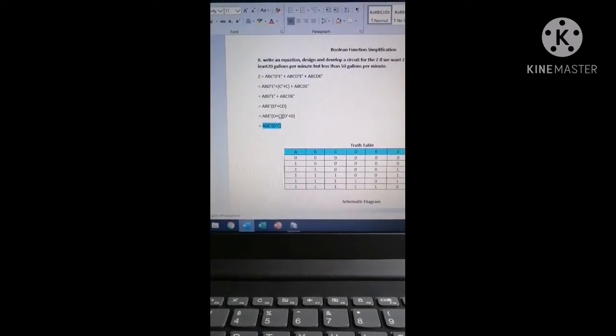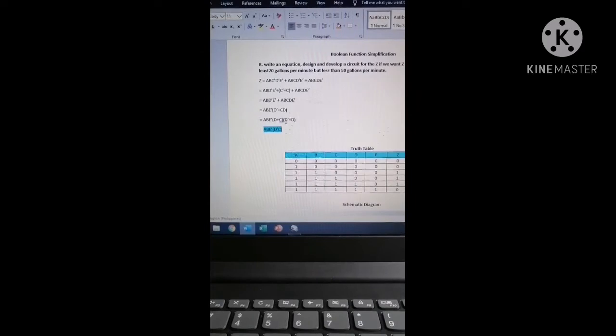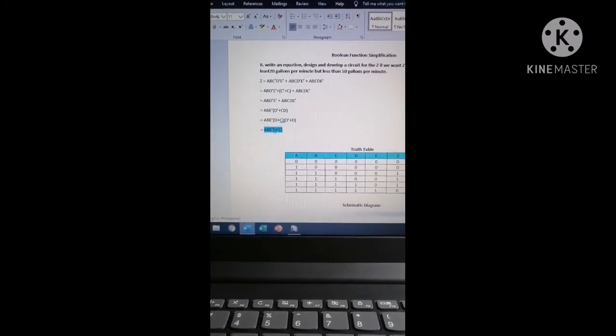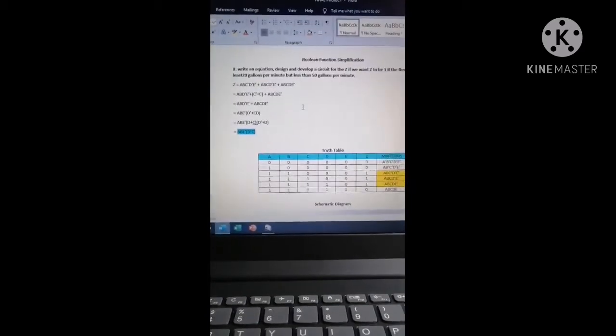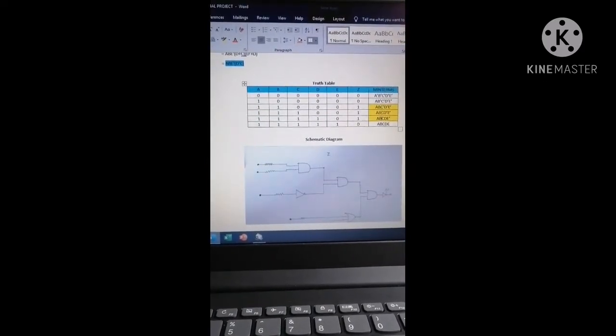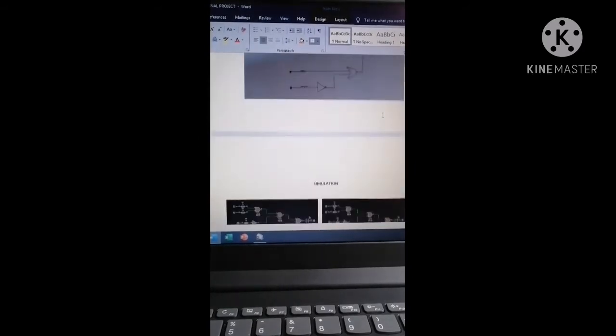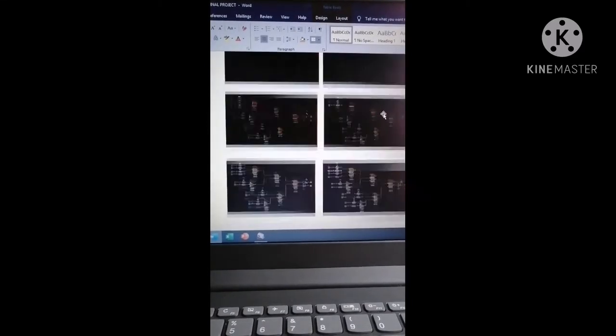Then equals E bar times (D plus C) times (D bar plus D), which cancels. What remains is ABE bar times D bar times C. So here is the truth table, the min terms, the schematic diagram, and the simulation and combinations.